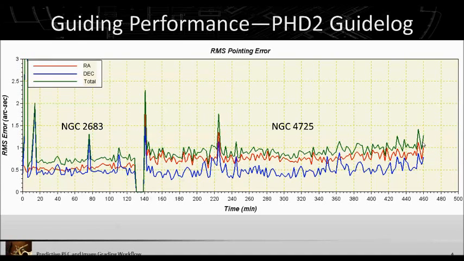I had balanced the scope, so I was doing the imaging on the west side of the meridian, and the OTA was on the east side of the meridian. I had balanced the setup so that it was a bit heavy on the east side as recommended. I think it's a good recommendation, and I did that here.